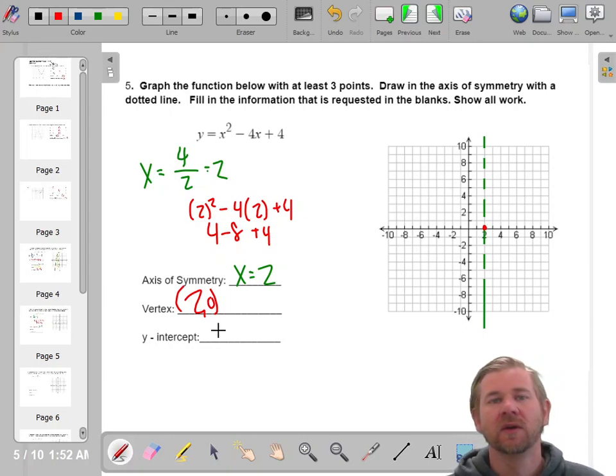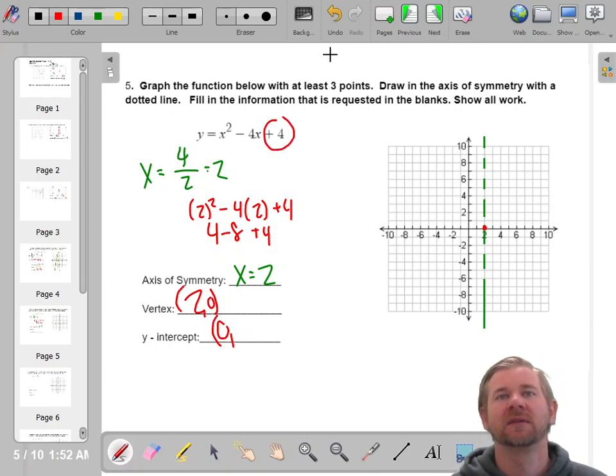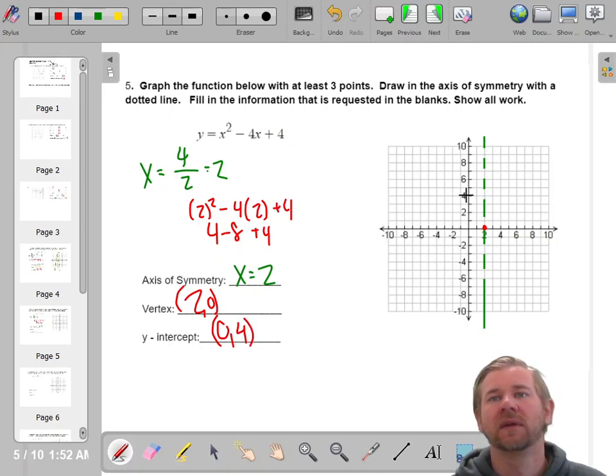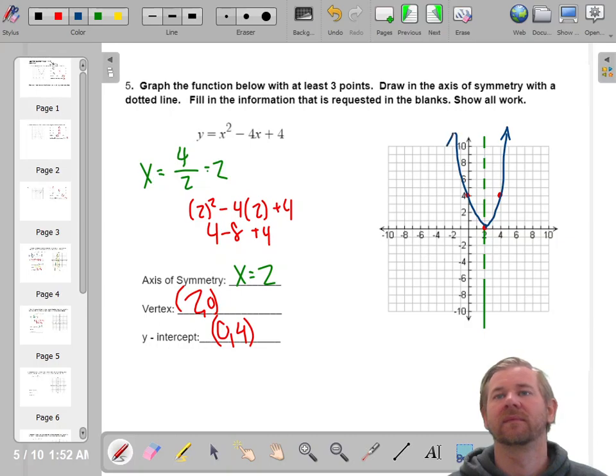Okay, cool. Y-intercept 0 comma 4. Right here. You're 2 to the left. Reflect it. 2 to the right. Boom. We got it. Okay, looks good. That's standard form.